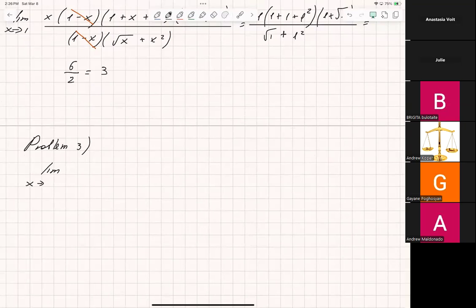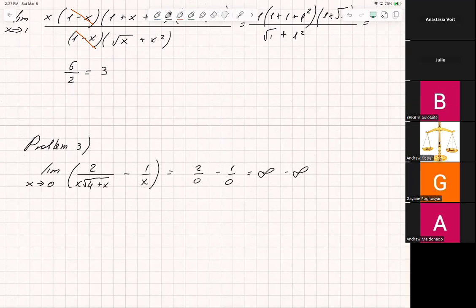Limit as x approaches 0 of 2 over x square root of 4 plus x minus 1 over x. Okay, so now if we plug in 0, we have 2 over 0 minus 1 over 0, which is essentially infinity minus infinity. We cannot have that, right? This is unacceptable. So what you need to do first is probably combine these two fractions into one and see what happens.